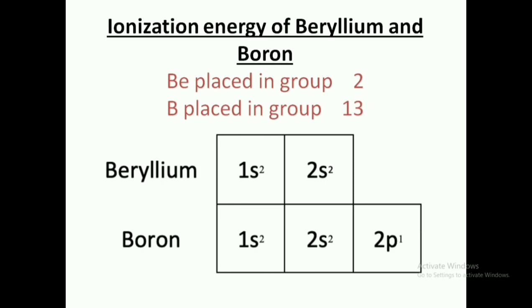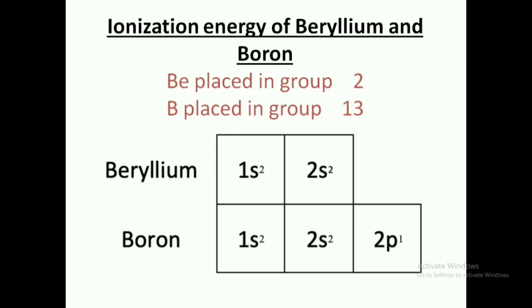We know that from left to right, ionization energy increases. That means since boron is placed in a right position compared with beryllium, the ionization energy of boron should be greater than beryllium. But from the electronic configuration we can see that beryllium has a fully filled outermost shell, but boron has no fully or half-filled outermost shell.